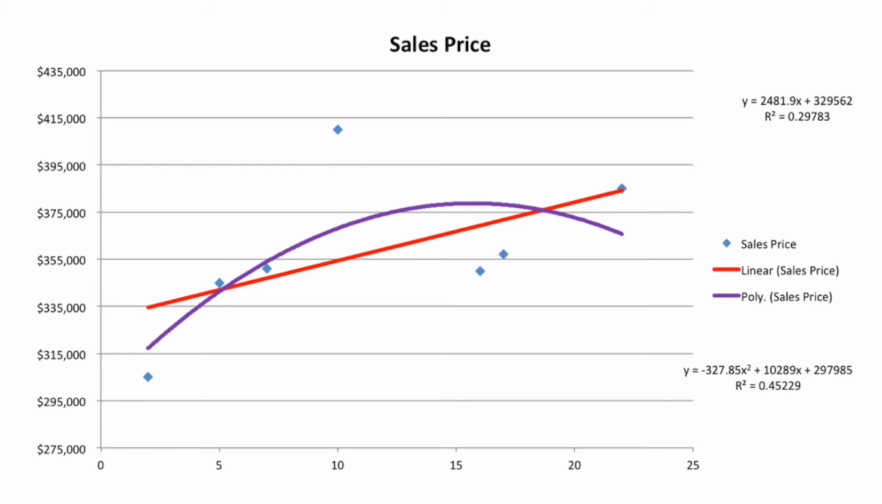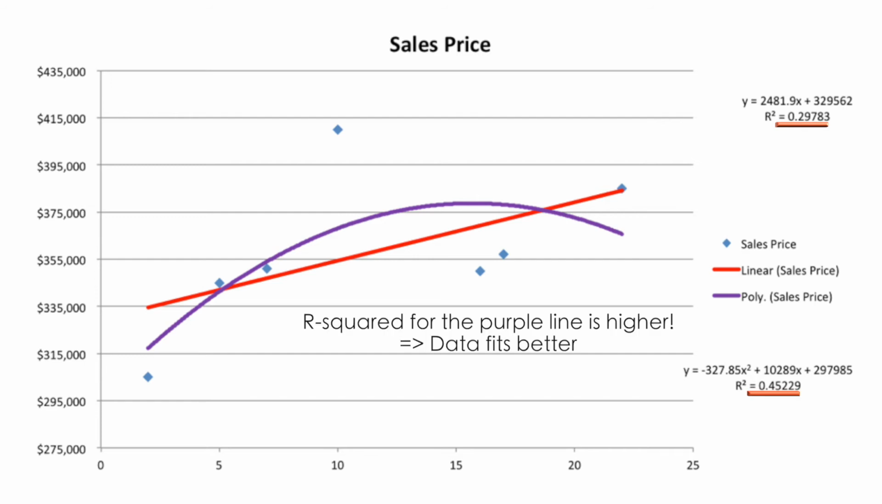Now, if you look at the r-squared value, and this happens to be of the red line, you'll see that the difference in floor height explains approximately 30% of the difference in sales prices. Whereas if you look at the purple line, that formula explains approximately 45% of the changes in sales prices as floor height changes. That's why we're using the purple one.